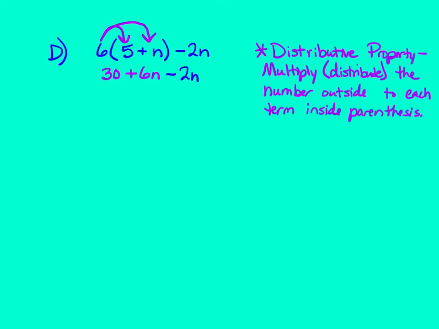Then we can go ahead and continue simplifying. Positive 6n minus 2n are like terms. 6 minus 2 is positive 4. And we can bring down that 30. And we've got 30 plus 4n. We could have written this as 4n plus 30.